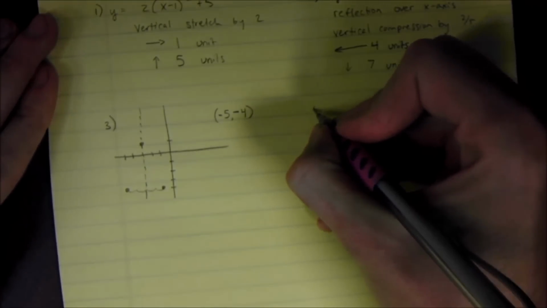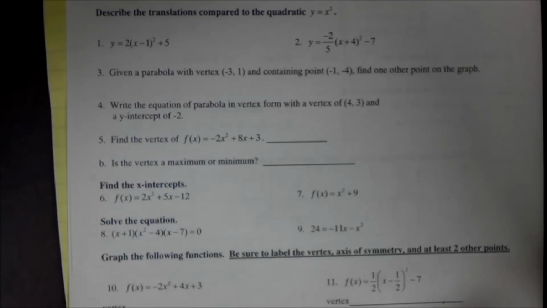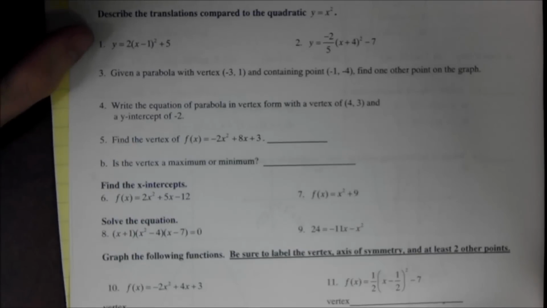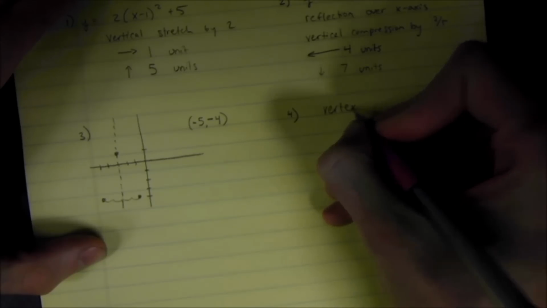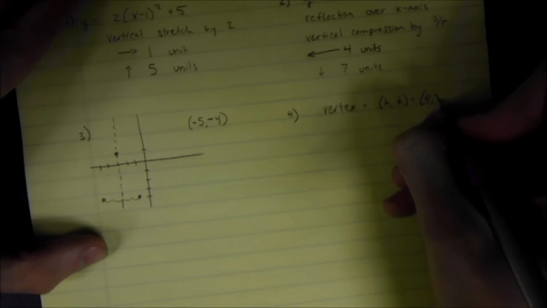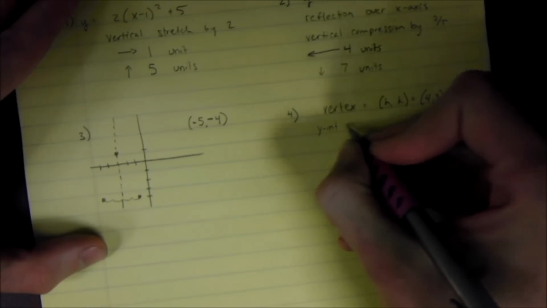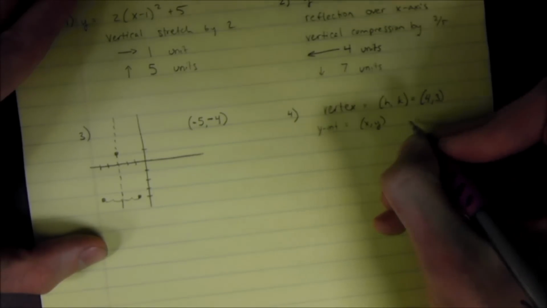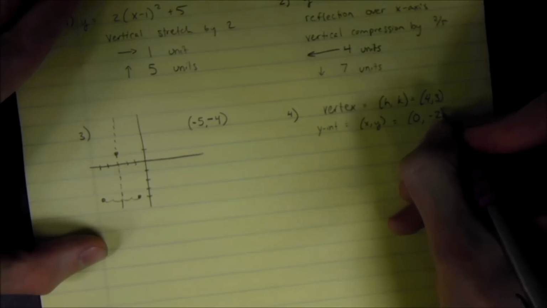So on number 4, though, we need to find the formula because that's what I asked for. It says write the equation of the parabola in vertex form with a vertex of (4, 3) and a y-intercept of -2. So we know our vertex, that's your h, k, is given as (4, 3). And we have a y-intercept. That's going to be an x and a y, a point on the graph. If it's a y-intercept, the x value is 0. And they told you that the y value was -2.